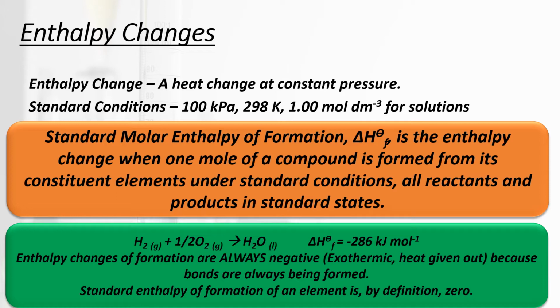Now, before we get on to looking at Born-Haber cycles, which are really just slightly bigger versions of Hess's law cycles, remember that Hess's law stated that the enthalpy change was independent of the route that we took. A Born-Haber cycle essentially is just a larger version of that. We need to go through a number of definitions.